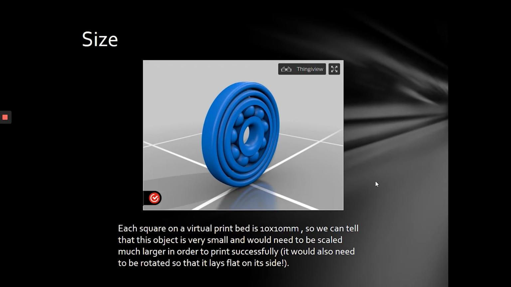Size. So this is really small. This square is 10 millimeters by 10 millimeters. Each one of these little white grids is 10 by 10. So we can tell this object is very small and needs to be scaled much larger in order to print successfully. It would also need to be rotated horizontally so it would print properly, okay? Because right now it's unstable.